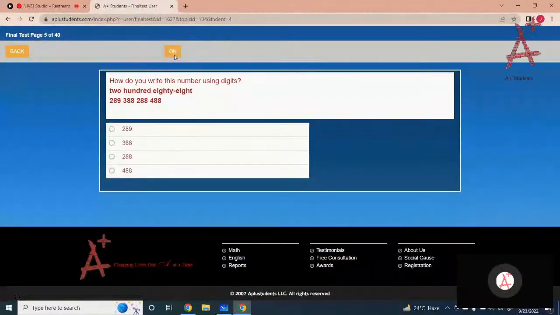Okay, the next one is, how would you write this number using digits? 283. So how do you write? Do you know the answer? Which is the correct option? The third option is the correct one. 2 is at the hundreds place, and then you have 88. That means the digit at the tens place is 8 and the other one is also 8. So it is 288. Got it?